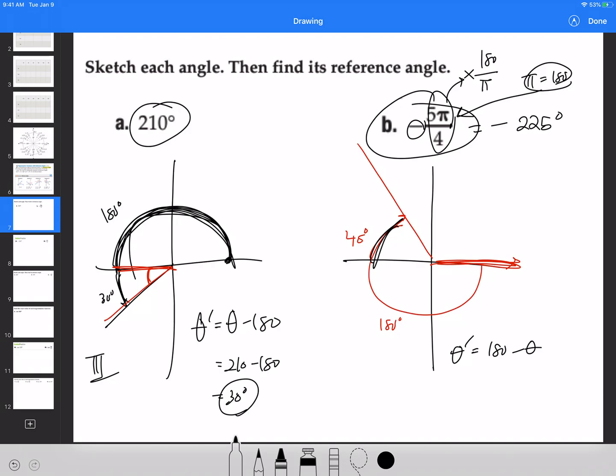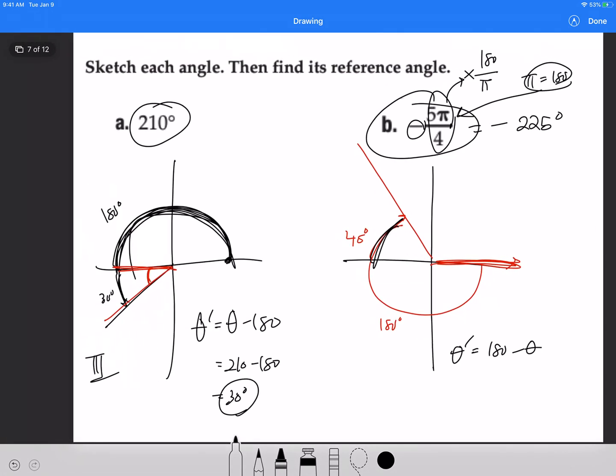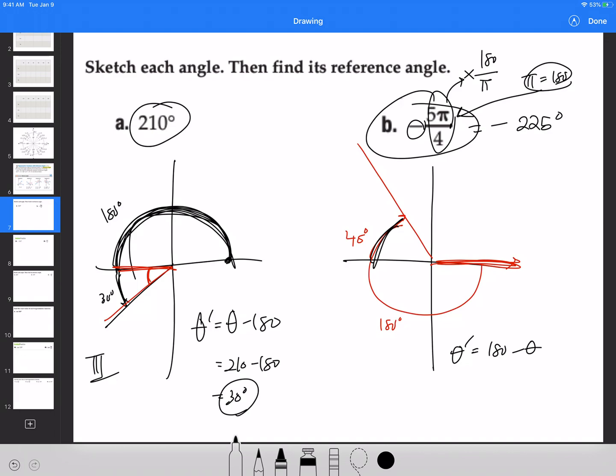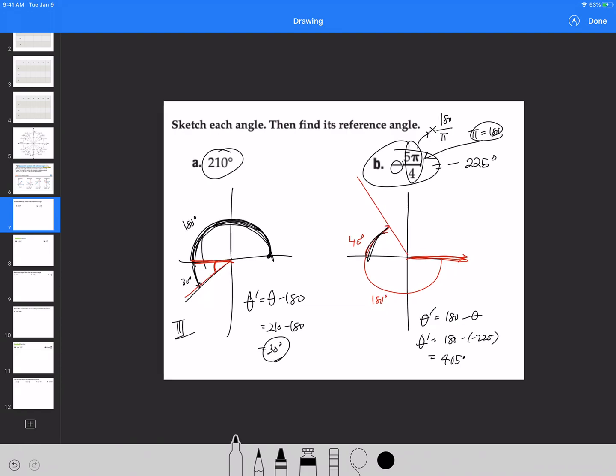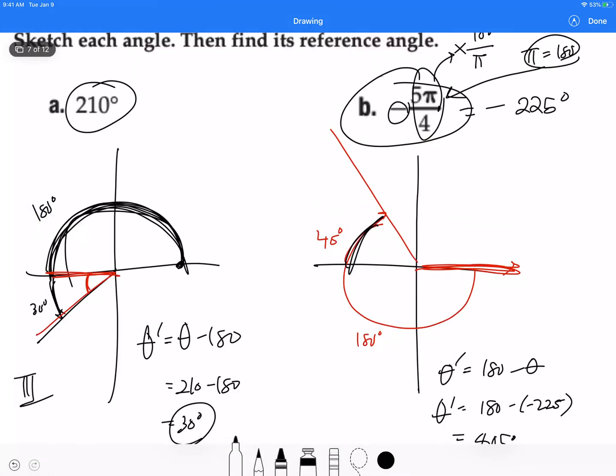Okay? So if you guys were to actually plug it in, you're going to get something totally different. But theta reference angle will be 180 minus the angle that's given to me as negative 225 degrees. And that would give me in total way more than what I actually hoped for, 405 degrees. And I hope you guys can see that really just absolutely makes no sense. But this is a two-step process if you want to think of it this way. 405 degrees means that I completely loop around the circle.